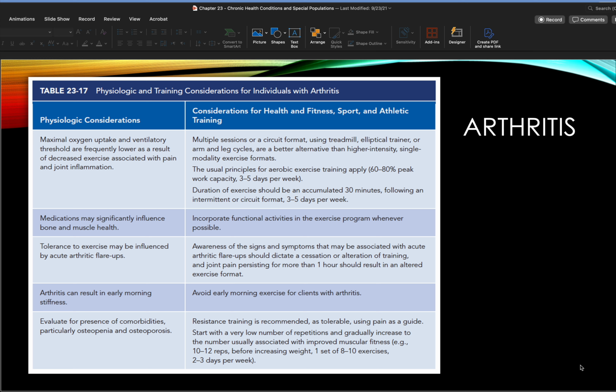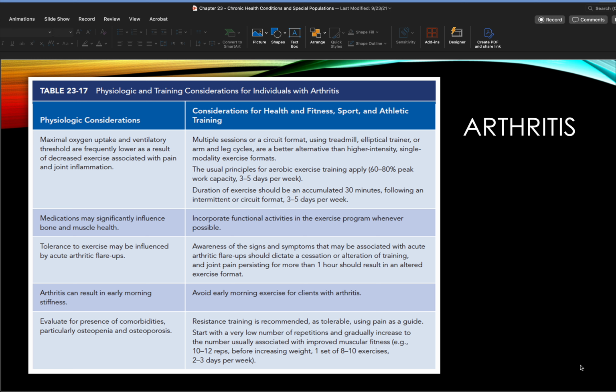Considerations: max oxygen uptake is going to be lower because they just can't move as well. Medications can be a problem. Tolerance can be a problem because of these flare-ups and an inability to do the things that you're supposed to be doing.